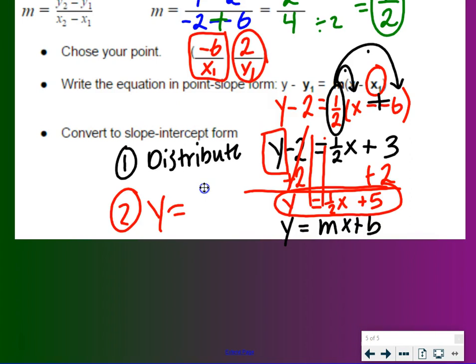So remember, our answers in these problems in this unit are going to be equations. We're writing equations. So it's not just going to be like x equals 5. It's going to be a whole equation. y equals 1/2 x plus 5.